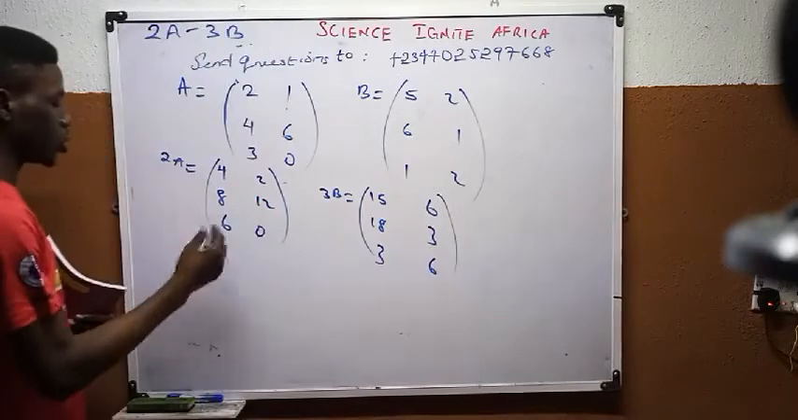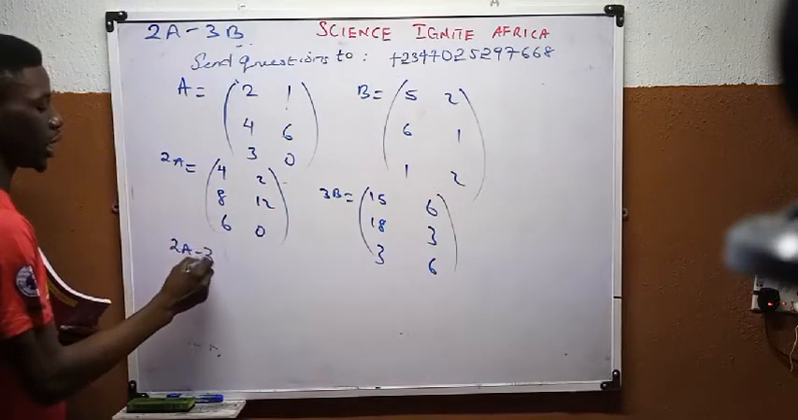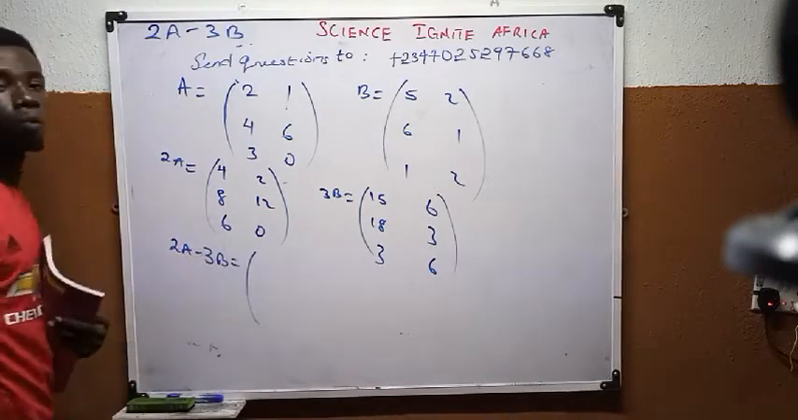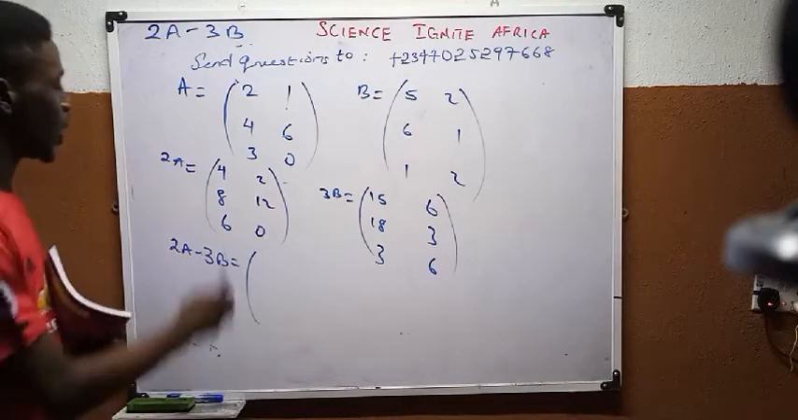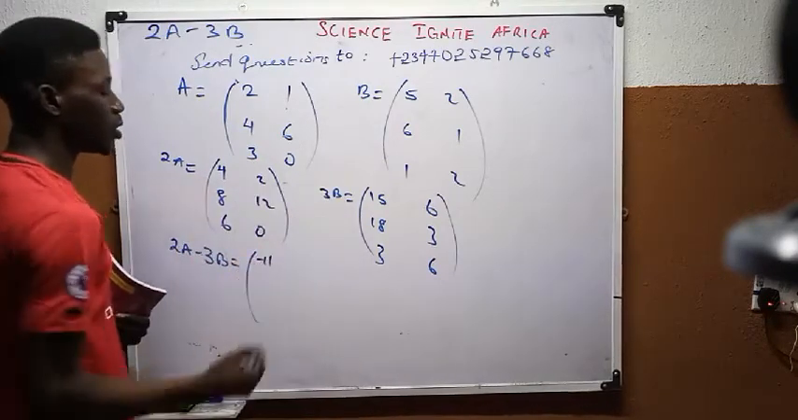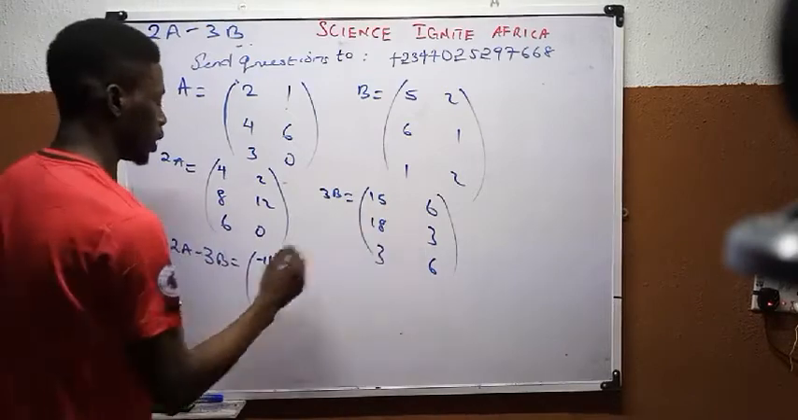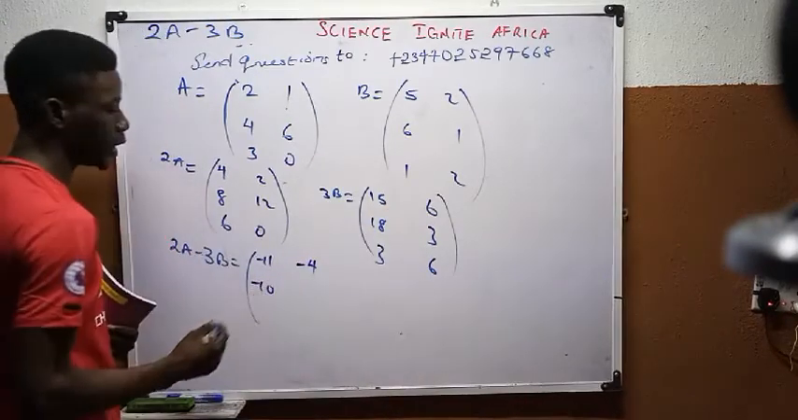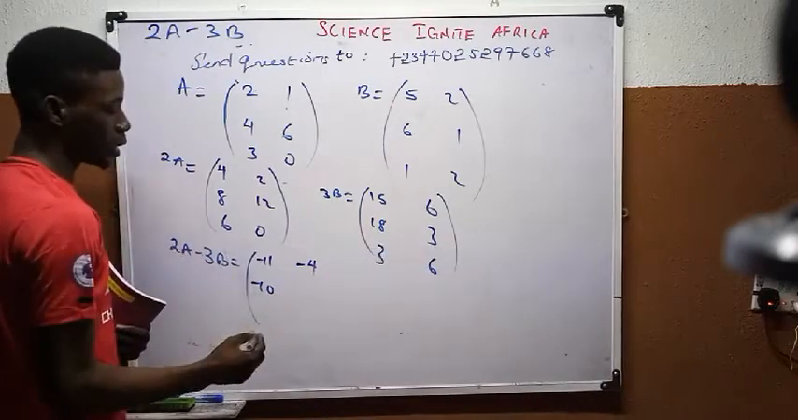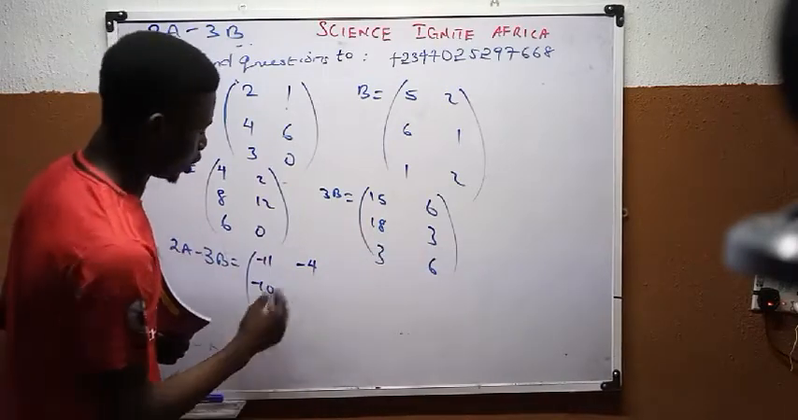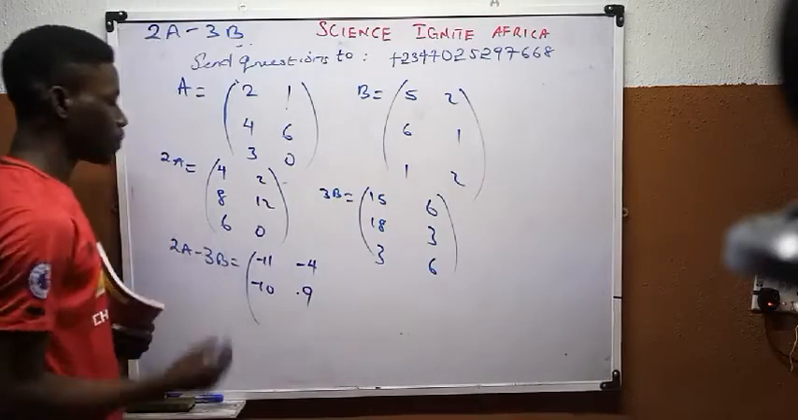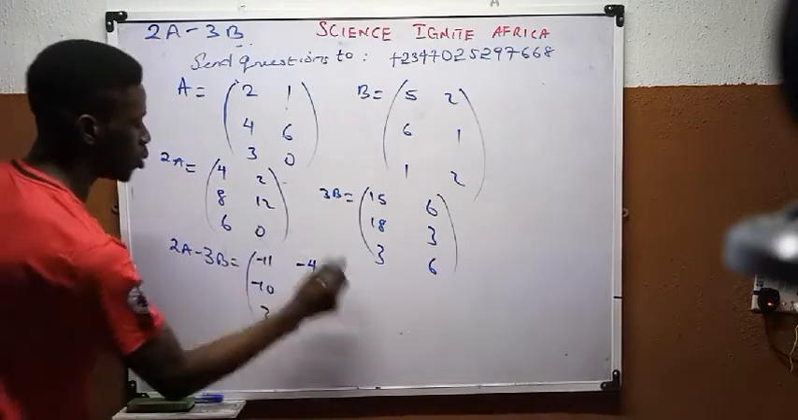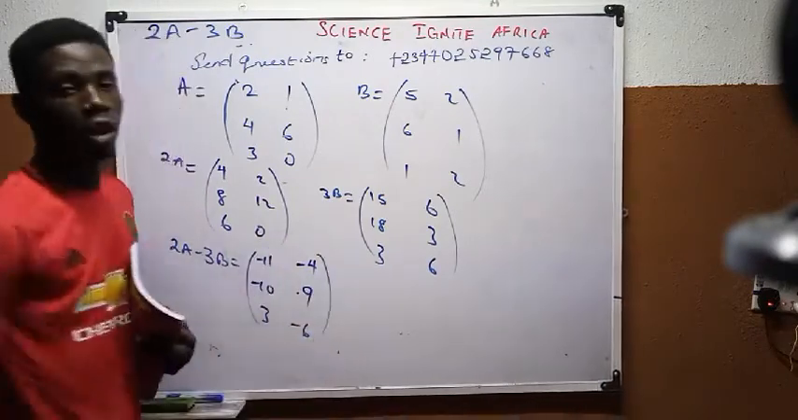So the next thing I will do now is compute my 2A minus 3B. Computing 2A minus 3B, I have 4 minus 15, that's minus 11. 2 minus 6, that's minus 4. 8 minus 18, that's minus 10. 12 minus 3, that is 9. 6 minus 3, that's 3. Then 0 minus 6 is minus 6. So as you can see, that's that.